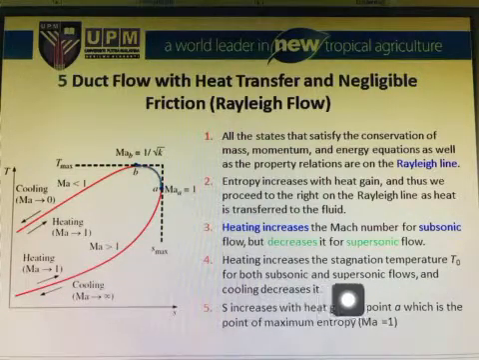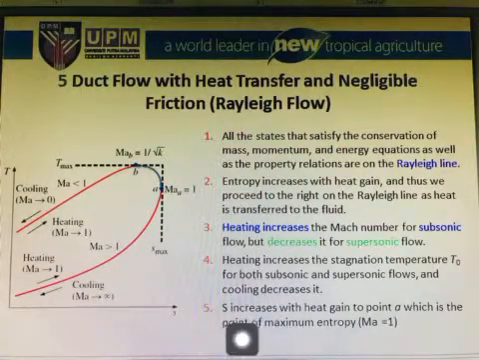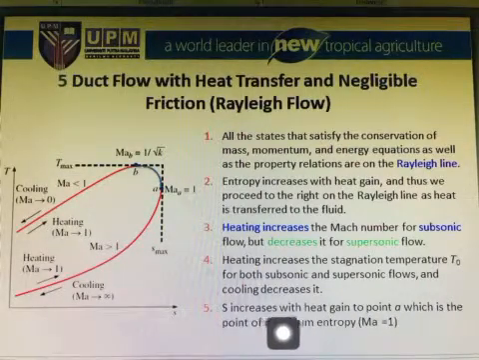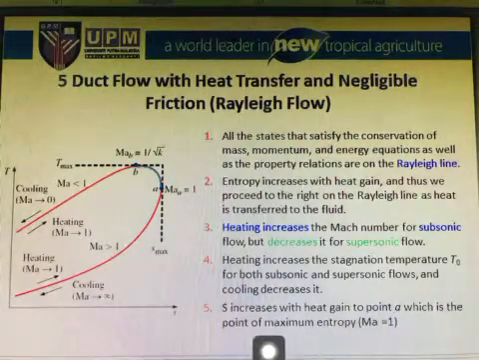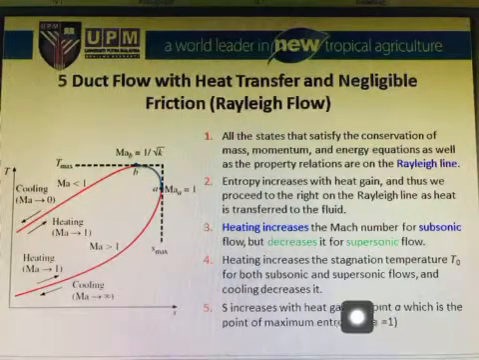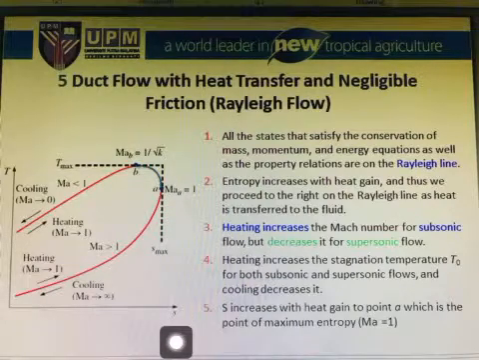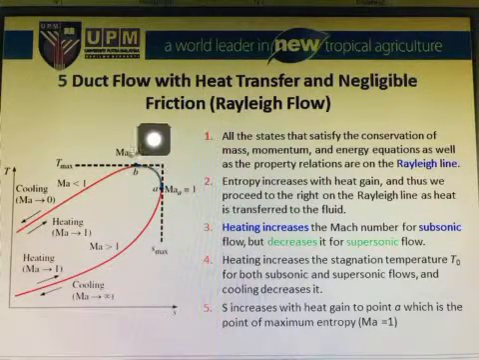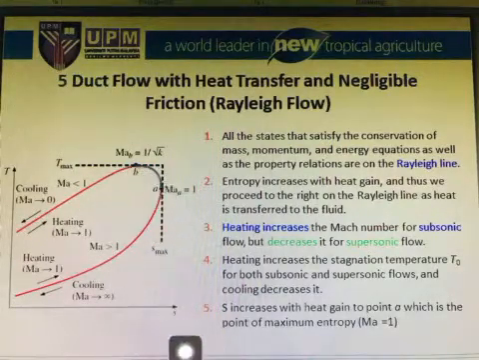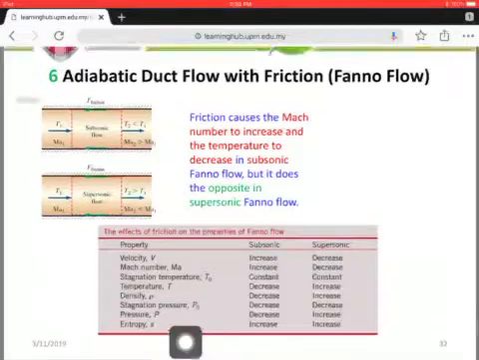Heating increases the stagnation temperature T0 for both subsonic and supersonic flows, and cooling decreases it. So entropy increases with heat gain to point A, which is the point of maximum entropy, Mach number at A equal to 1. Okay, so they didn't describe this section, but this section is important, where after this value of Mach number, when heating continues, the temperature will decrease. Okay, let's go back to the slide.